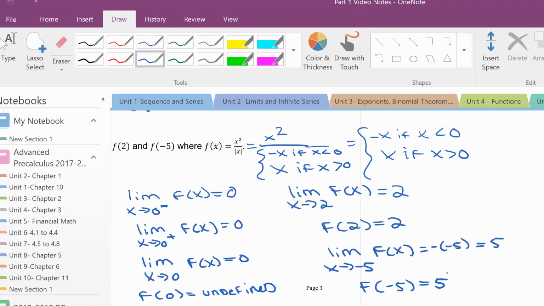All right, so that is the first part of the lesson and how to find the limits graphically and then algebraically by simplifying. And we'll continue in the next video with some more examples.